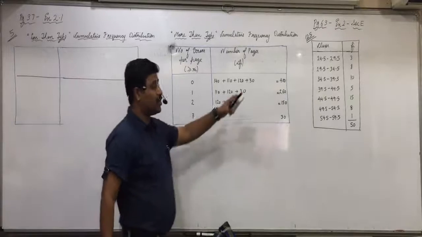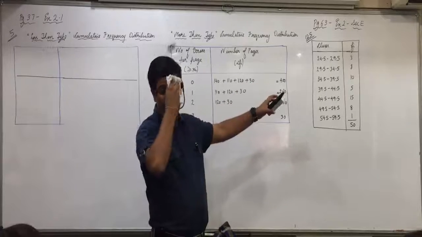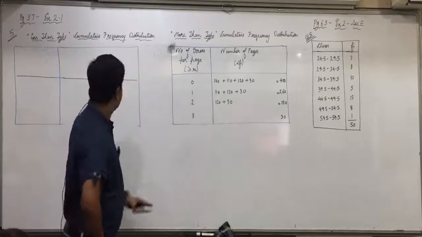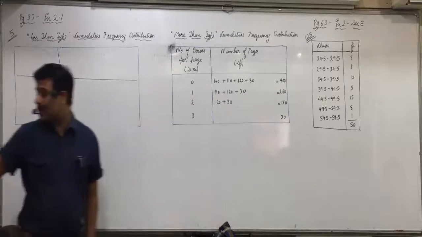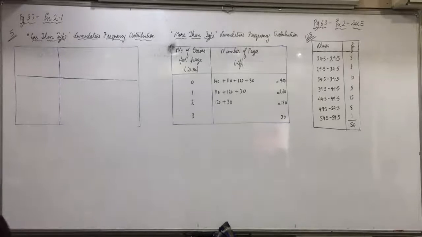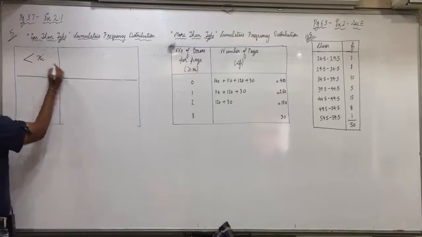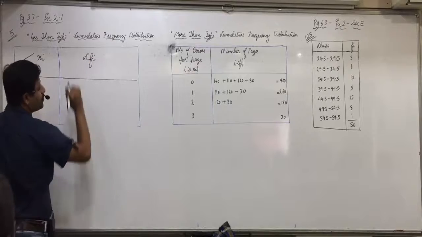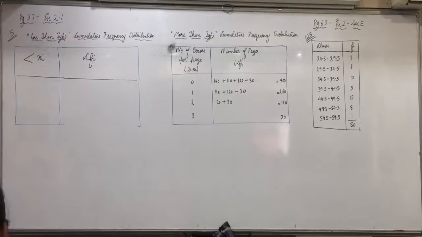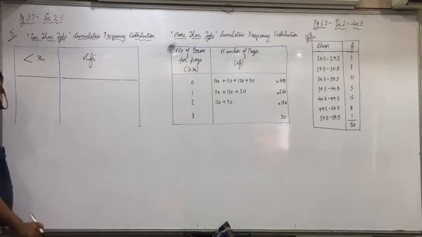Anyone still who has not understood this 24.5, 29.5, 34.5, etc.? All are clear with that? Give the heading less than type, and now we are converting it from discrete or continuous? Continuous. Will we use the sign of equal to? In less than, we will not use the sign of equal to. So here you simply write less than xi, that's it. And CFi. Only 2 columns, less than xi and CFi. Understood that? We will not be using the sign of equal to.